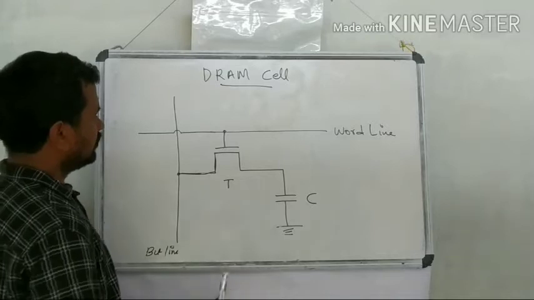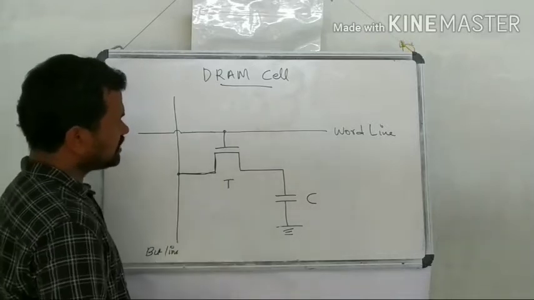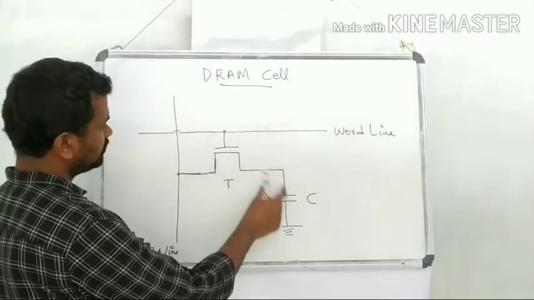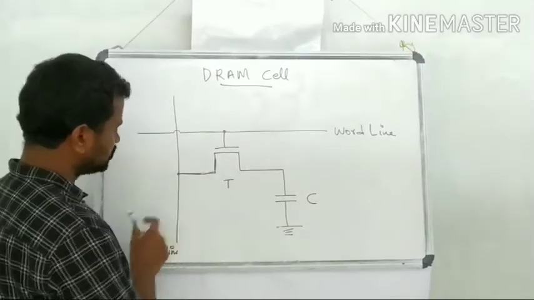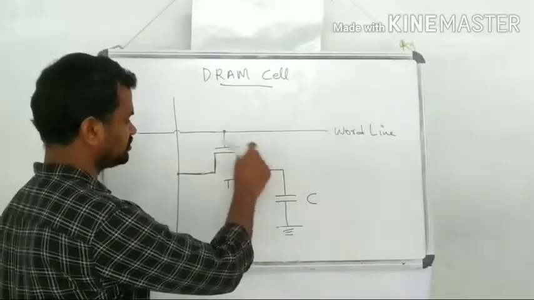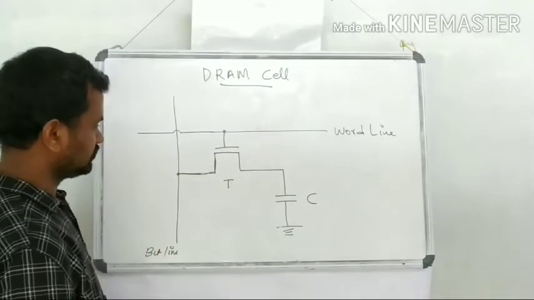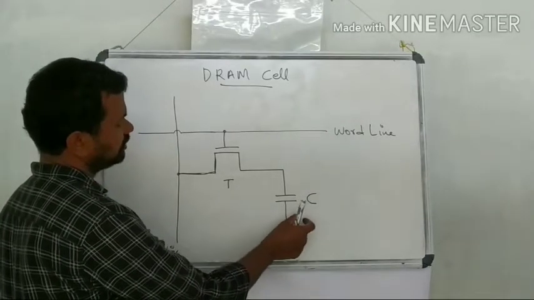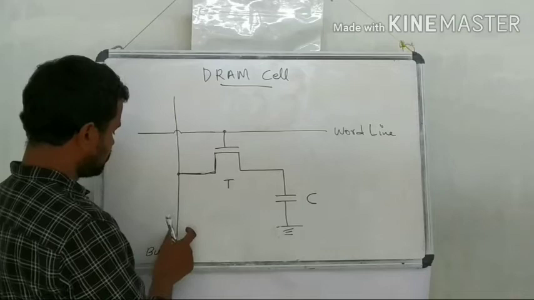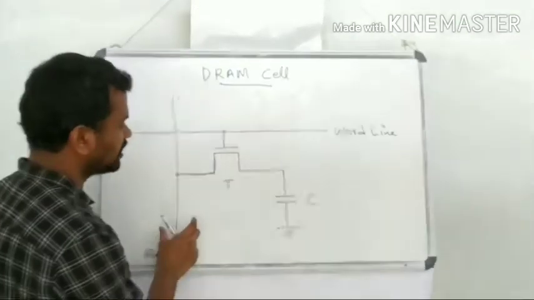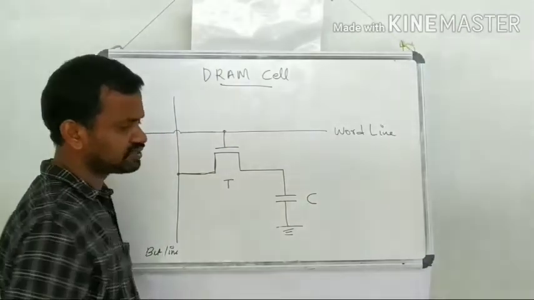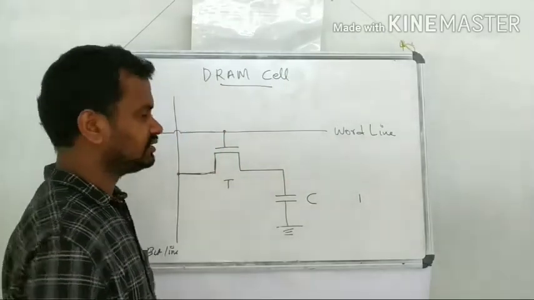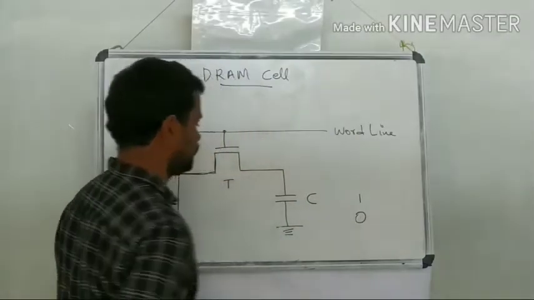When the word line is activated, this transistor will turn on, and the charge on the capacitor will reach the bit line if it is charged, or it discharges through the transistor. If there is no charge, then the voltage at the bit line will be low, which indicates a 0. So if there is a charge on the capacitor, that indicates 1, and if there is no charge, that indicates 0.